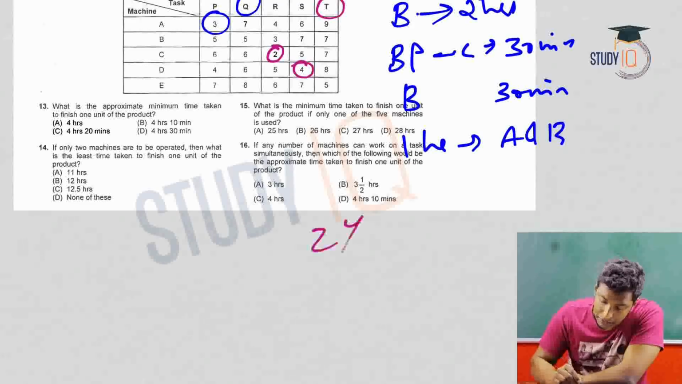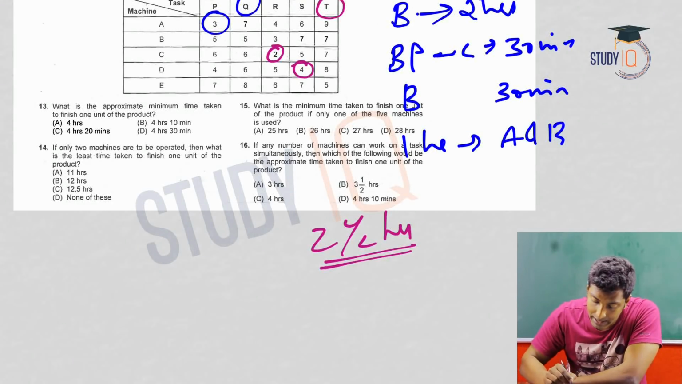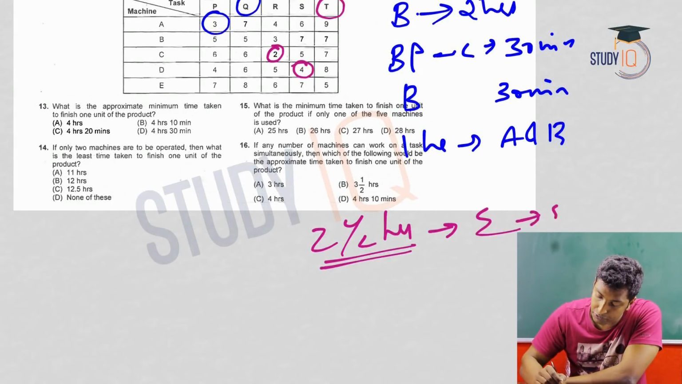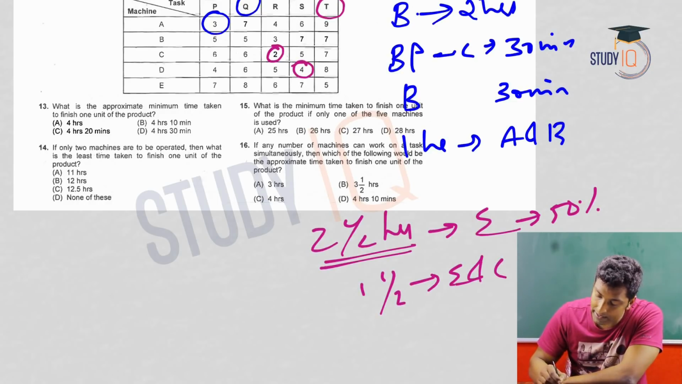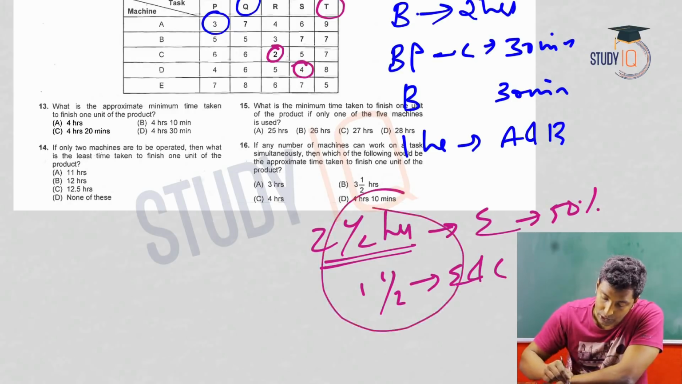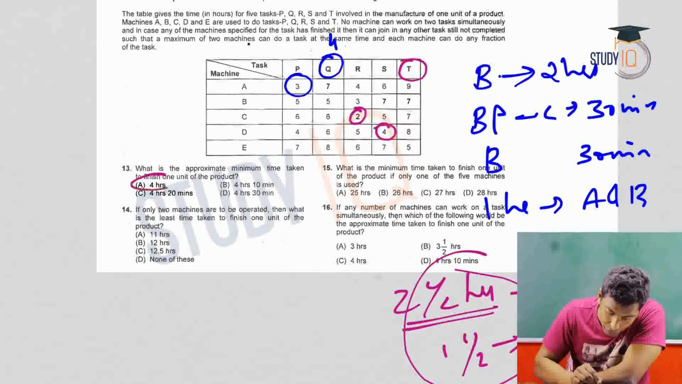How that 4 hours? In the first 2.5 hours, who was working? E alone was working, and we know 50% completed. In the next 1.5 hours, E and C completed 50%. So this also is completed in 4 hours. So your answer is going to be 4 hours.